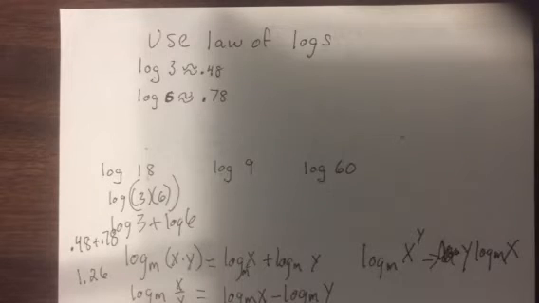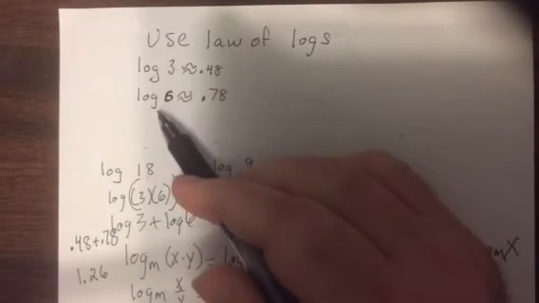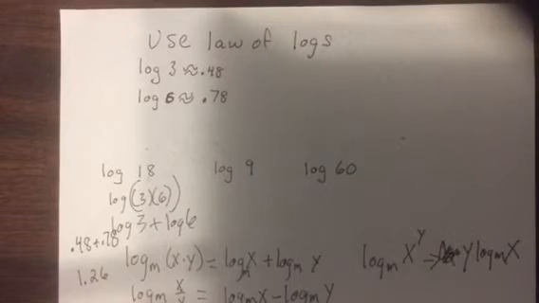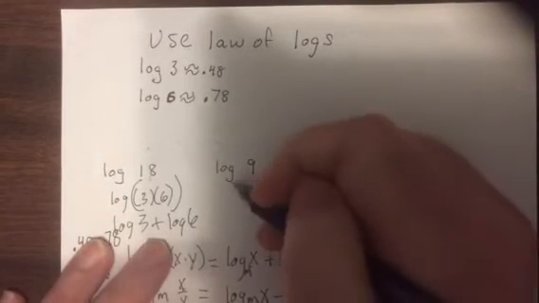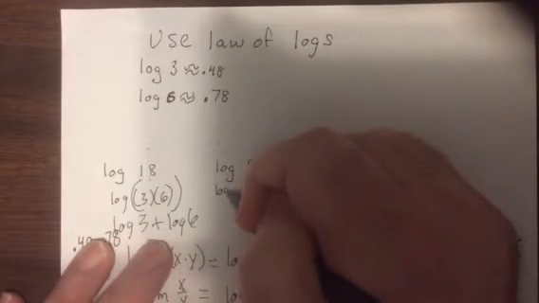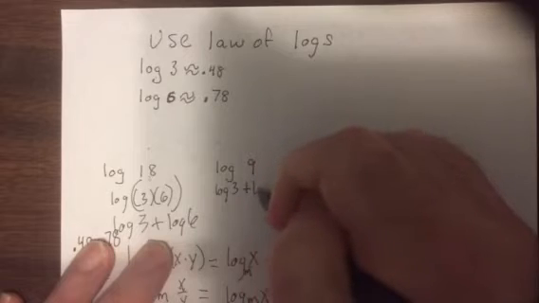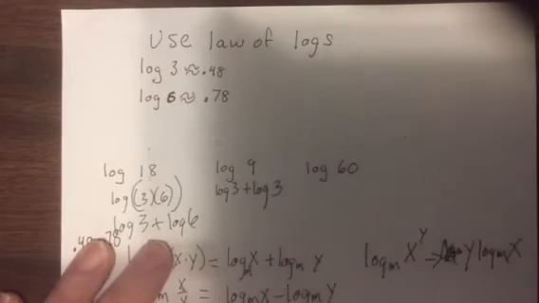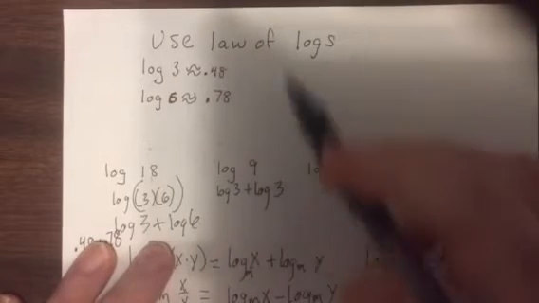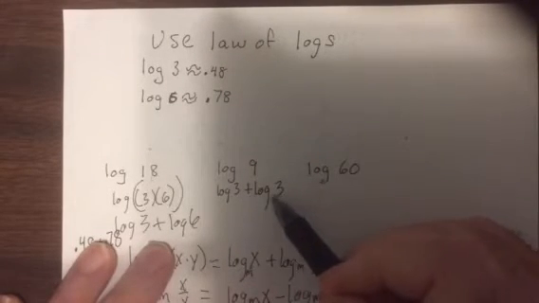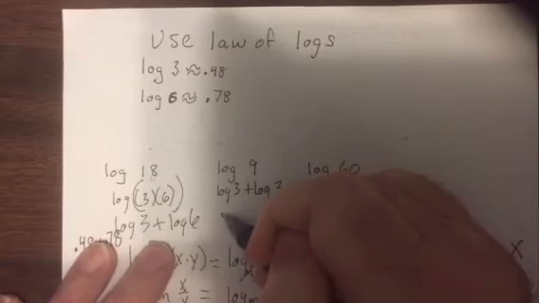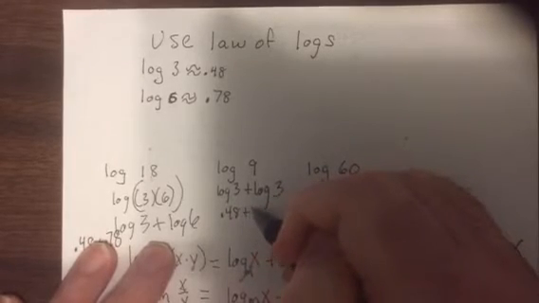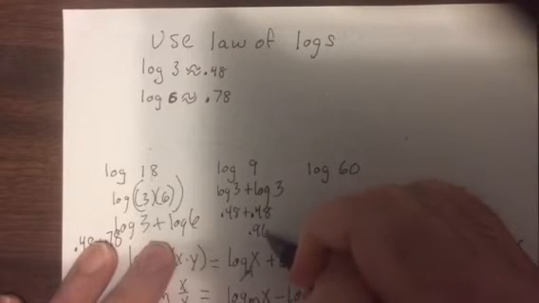Now log of 9. How can I write log of 9 in terms of 3, 6, or 10? Because my base is 10. So you would say, well, I could do log of 3 plus log of 3, because 9 is 3 times 3. And when you're multiplying the innards of a log, you add. So that'd be 0.48 plus 0.48, which is 0.96.